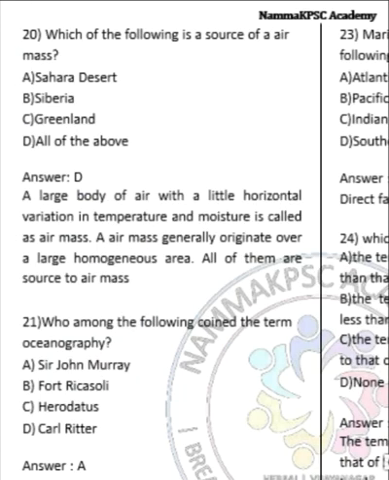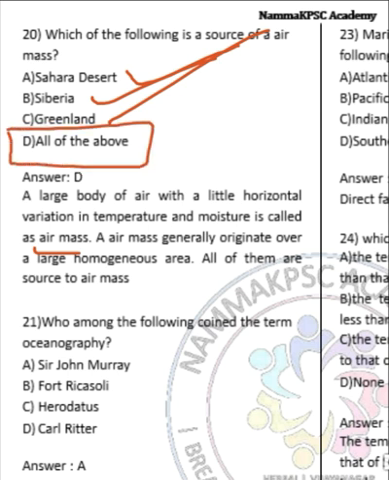Question number 20, it is asking which of the following is a source of an air mass. A large body of air with little horizontal variation in temperature and moisture is called an air mass. Such air masses generally originate over a large homogeneous area. Here you can see Sahara Desert, Siberia, Greenland, all of them are such sources where air masses can originate. Here the correct answer is option D, all of the above are sources of air mass.